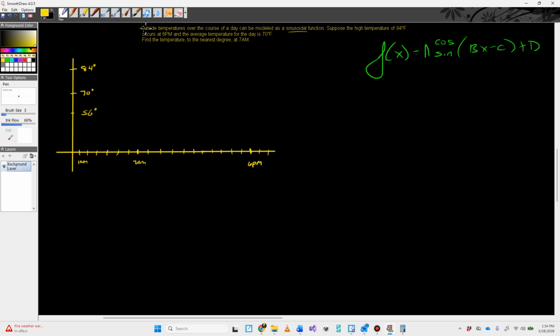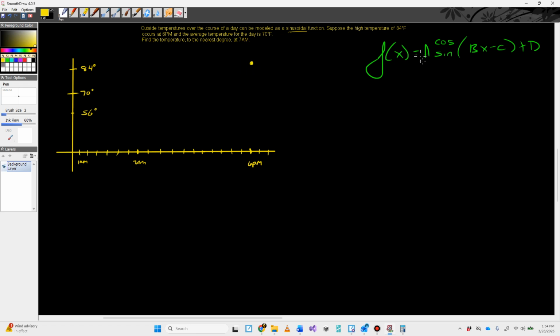So the problem says that outside temperatures over the course of the day can be modeled as a sinusoidal function. And suppose that the high temperature of 84 degrees occurs at 6 p.m. So right about here, I have a max. And the average temperature for the day is 70. So this is my midline, because I've been told that my average temperature is 70, my max is 84.